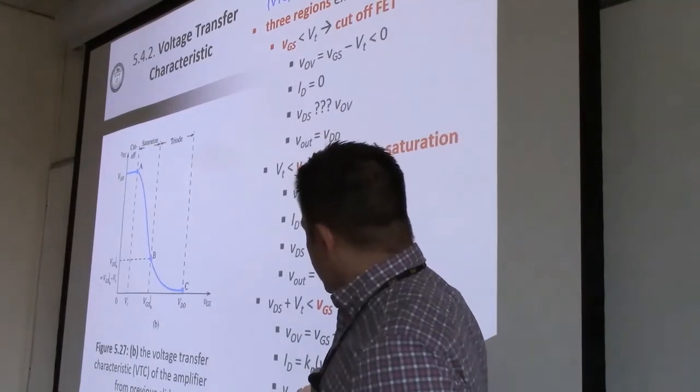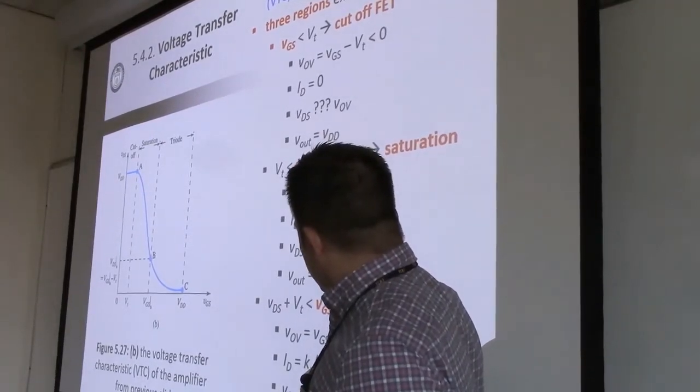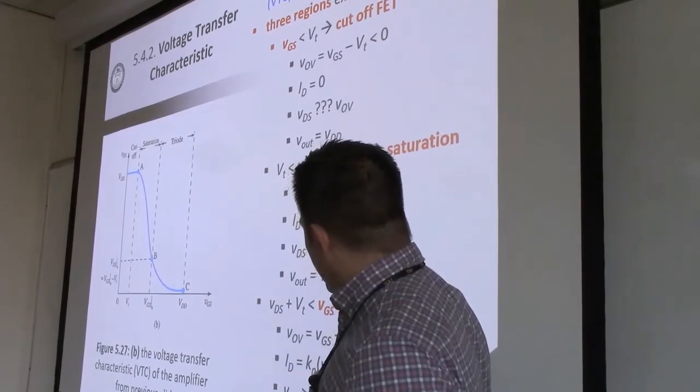VDS is, this should be less than VOV. Can I fix that here?